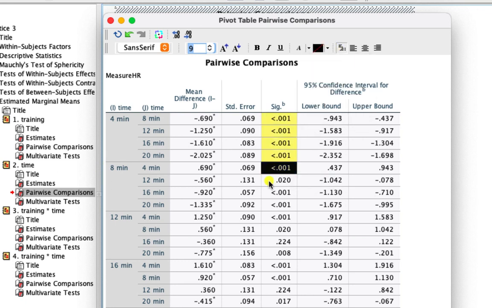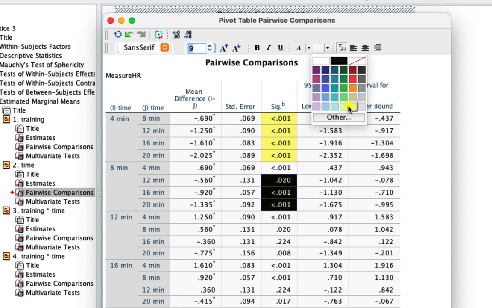because that is a redundant pair. I also, if I'm looking in my comparisons with my 8-minute time point, I'm really wanting to look at 8 and 12, 8 and 16, and 8 and 20, since I've already looked at the difference between 8 and 4. And I can see that all of these pairs are significant, so I'll highlight those.